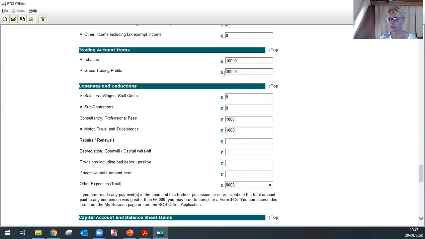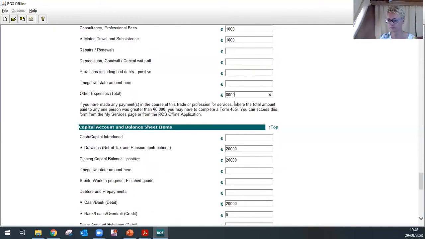So in the end, if you deduct from the gross profit 30,000, this amounts to 8, 9, 10. So we arrive at net profit 20,000. This is what we input at the beginning.